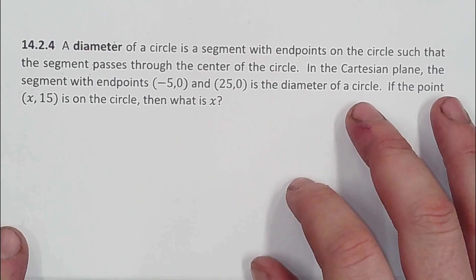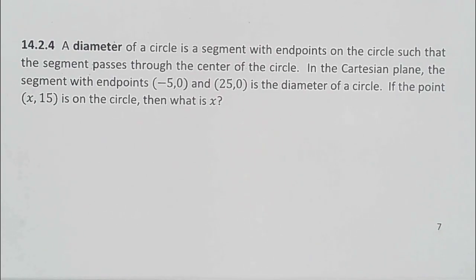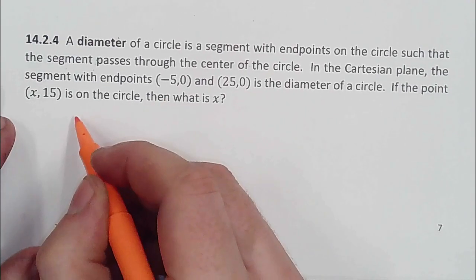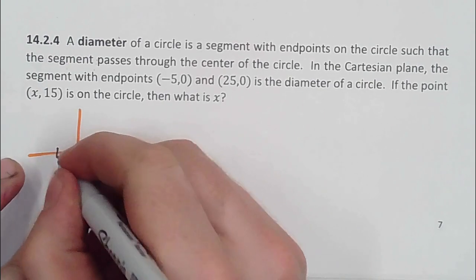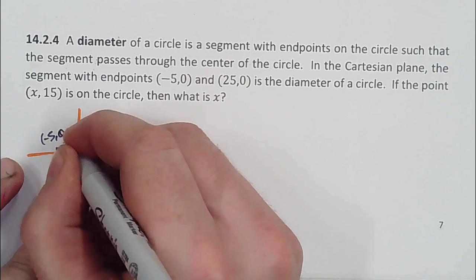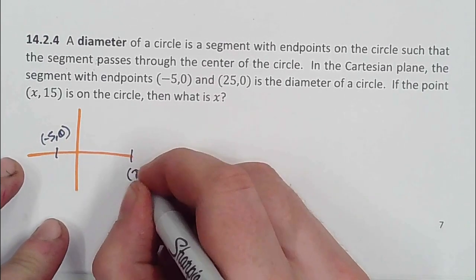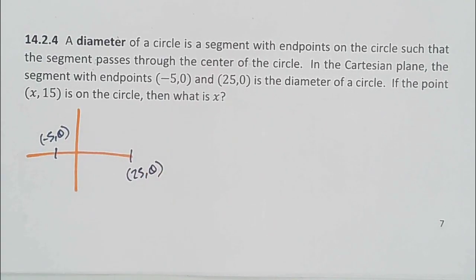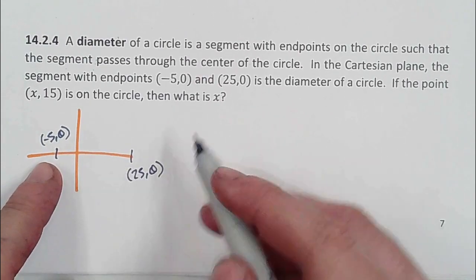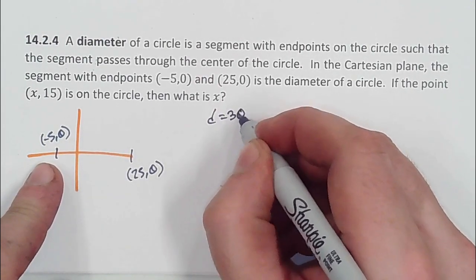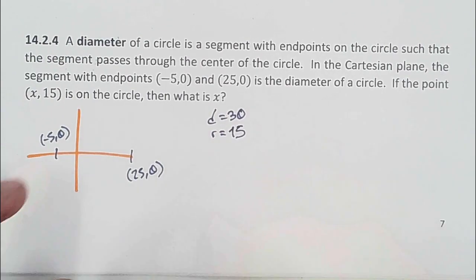Problem 1424 talks about what a diameter is, but I think you know what a diameter is. It's saying our diameter is made up of these endpoints: -5, 0, and 25, 0. Well, the diameter gives us the radius if we cut it in half. So how long is our diameter? From -5 to 25, we have a diameter of 30, which means our radius is 15.